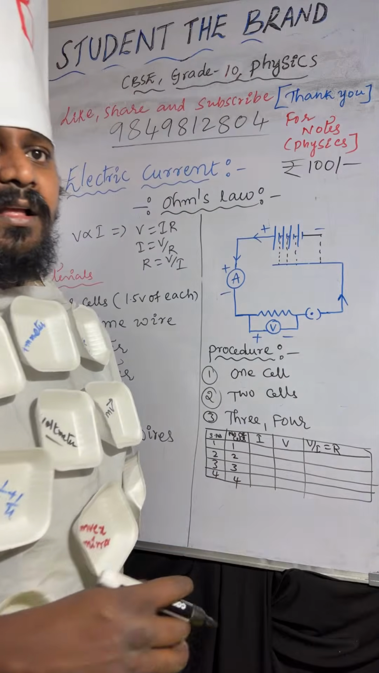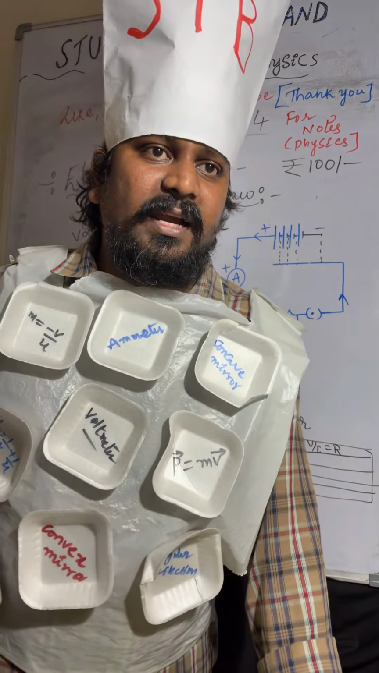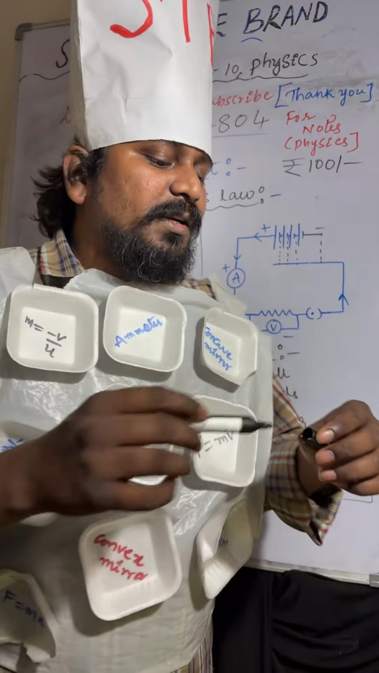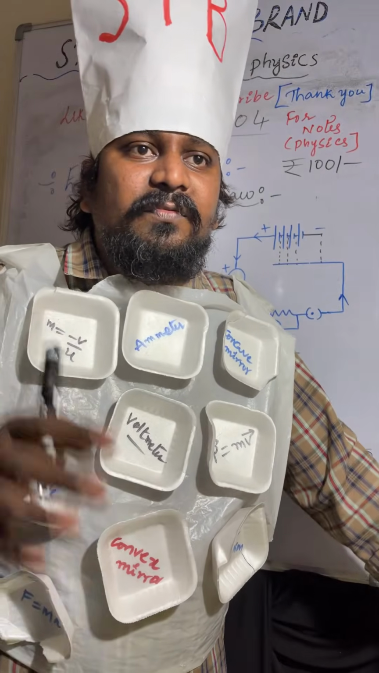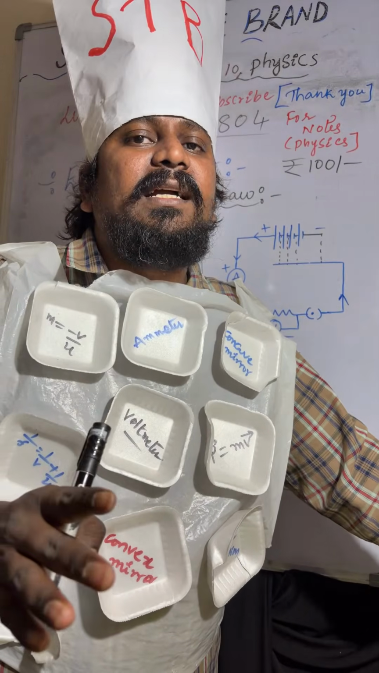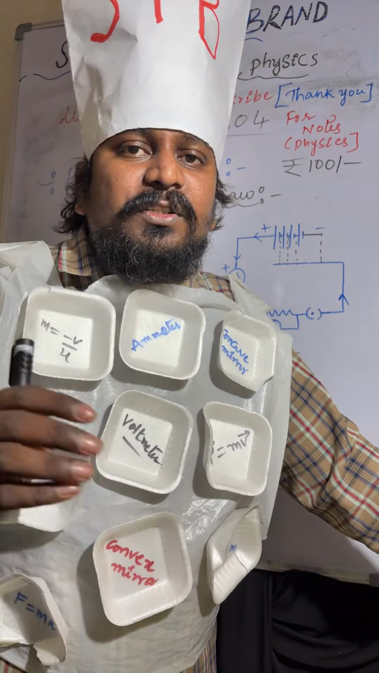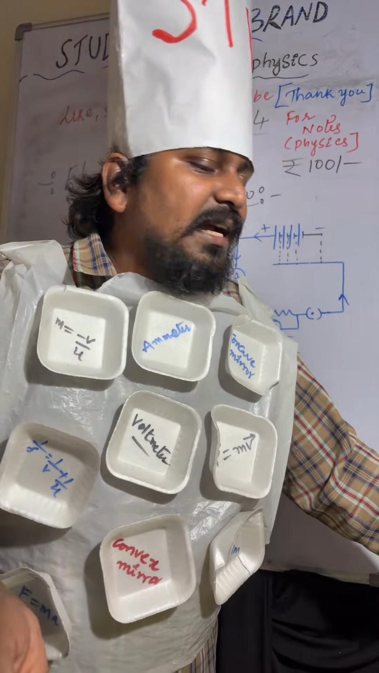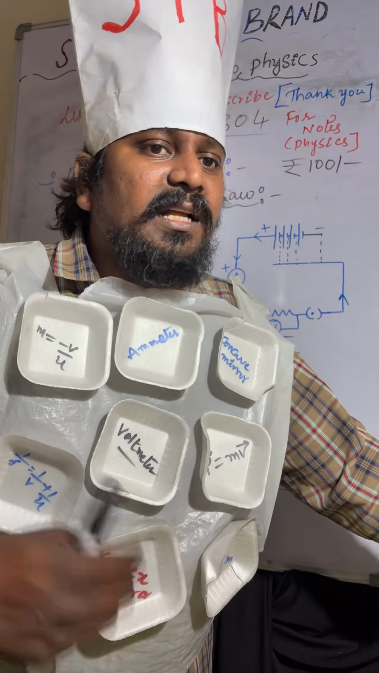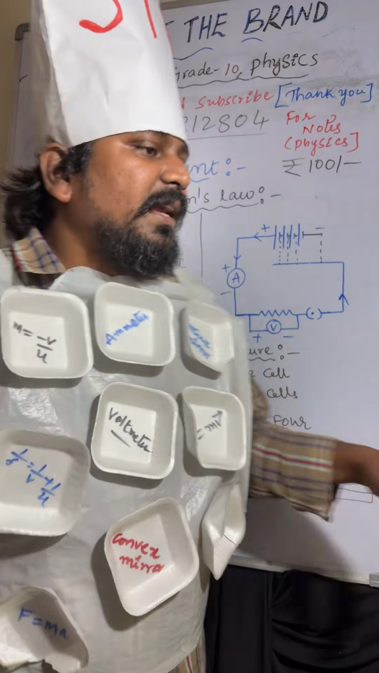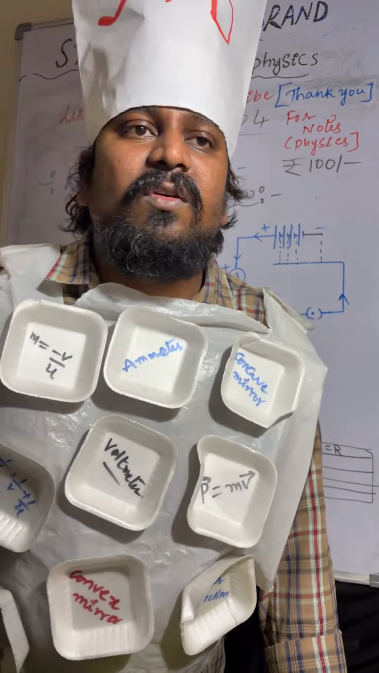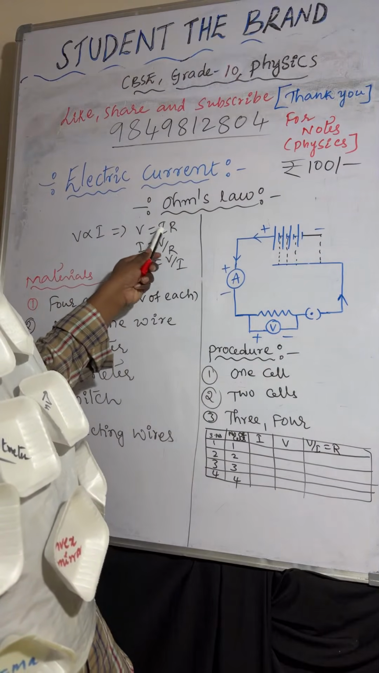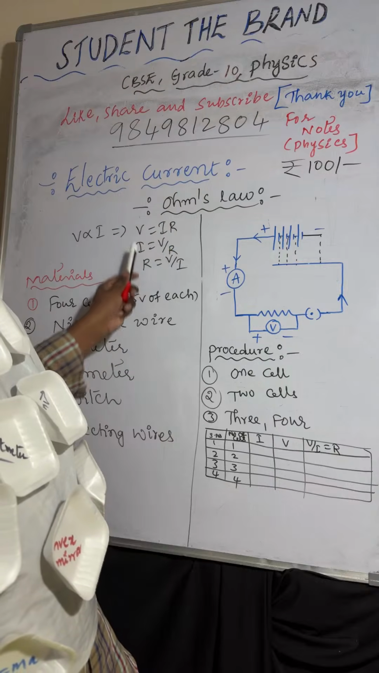How many cells are required? 4 cells. 4 cells we are connecting, right? Yes. So here you can observe once again, the potential difference across the ends of the given metallic conductor is directly proportional to the current flowing through it at a constant temperature and the same physical conditions. That is called Ohm's law. V is directly proportional to I, V equal to IR, so R equal to V by I.